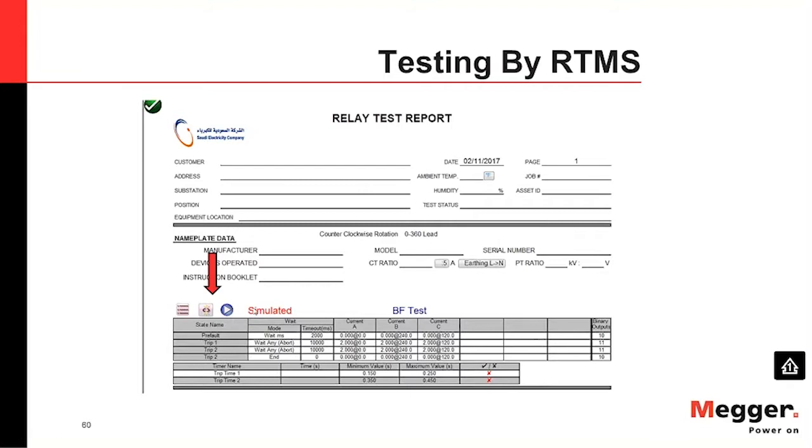It's only by knowing that we need the contact of the breaker, a contact for the breaker initiation, and 2 contacts to trip. So that is how we are working with the RTMS to do the breaker failure testing.